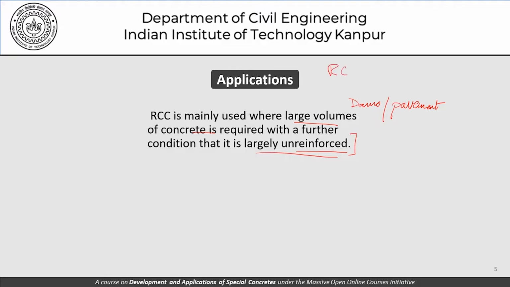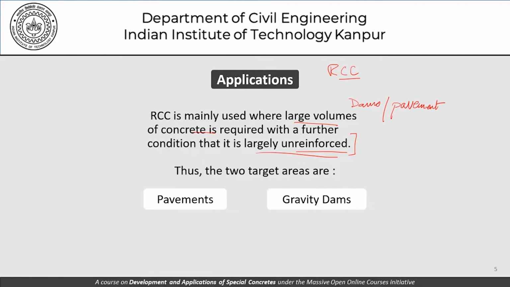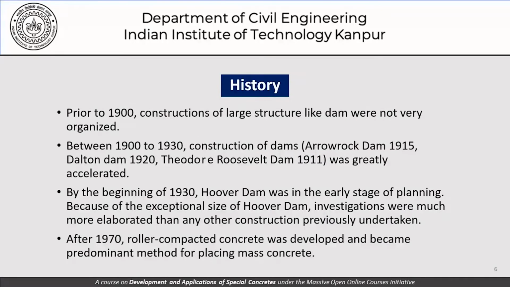RCC, roller compacted concrete, in principle is used largely for unreinforced structures, and there are two targets: pavements and gravity dams. That does not mean that the concrete used in these two conditions has exactly or even remotely the same kind of specifications or same kind of expectations, as we shall see. A bit of history as far as roller compacted concrete is concerned.